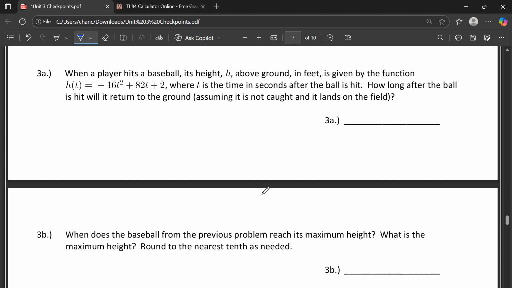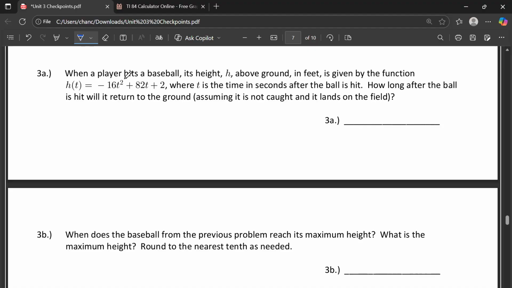This is checkpoint 3.4, looking at problem number 3a. When a player hits a baseball, its height h above the ground in feet is given by this function. So we can see that h is the name of the function and t is the variable of the function. So h is the output in height, negative 16t squared plus 82t plus 2. They haven't told me what t is yet, where t is the time in seconds after the ball is hit.